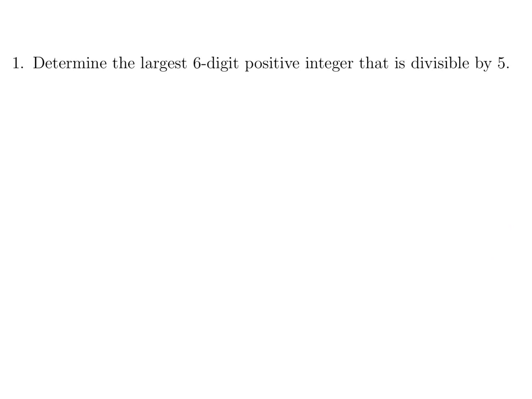Determine the largest six-digit positive integer that is divisible by 5. We have 6 digits to fill, and if we want the largest, I'll just fill them all with 9s. But because it's divisible by 5, the last digit has to be either a 0 or a 5. And of those two, the larger one is 5. So there you go. That's the largest six-digit positive integer that is divisible by 5.